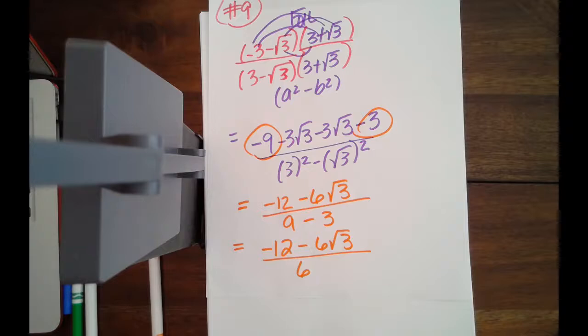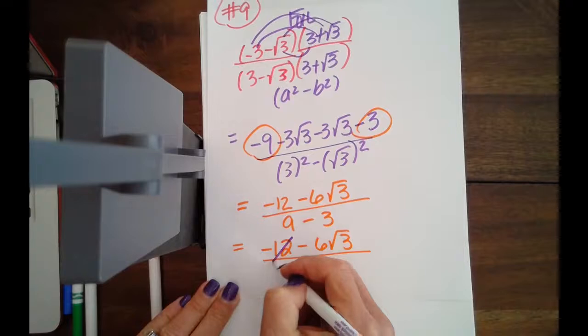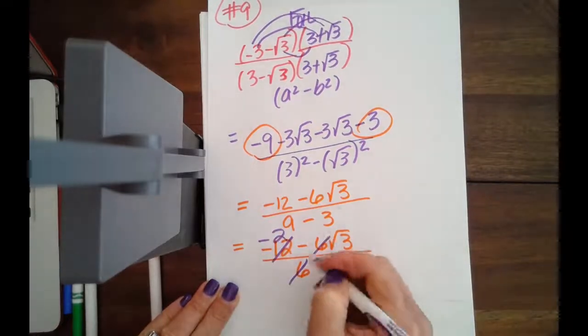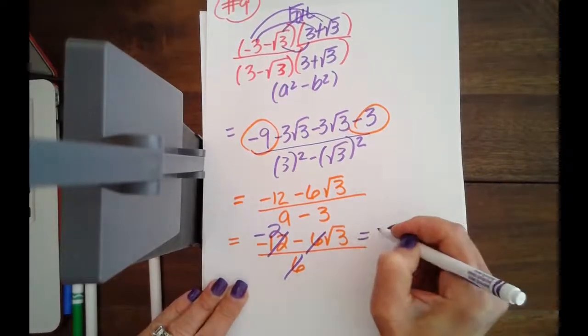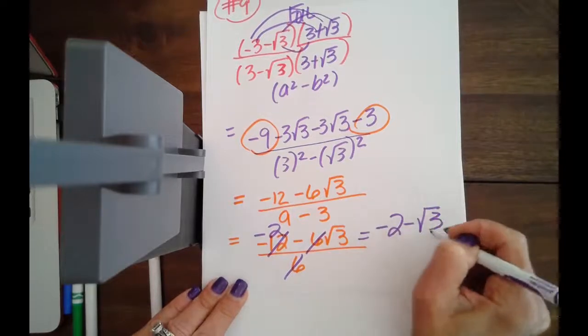I'm running out of room on my table. Sorry, folks. Okay. That's going to give us negative 2, and that's going to give us just minus 1. So the final answer is negative 2 minus square root of 3.